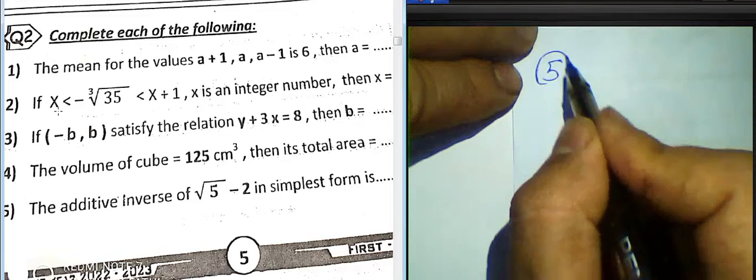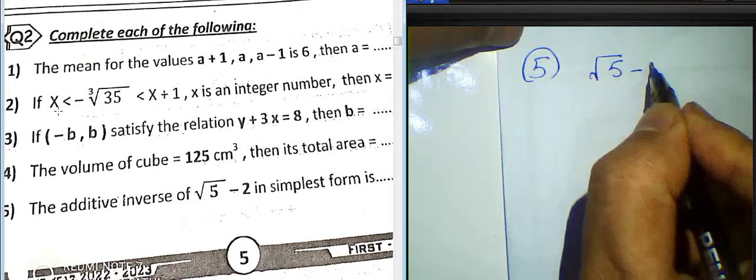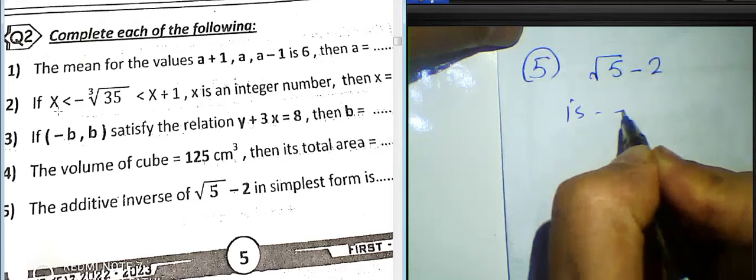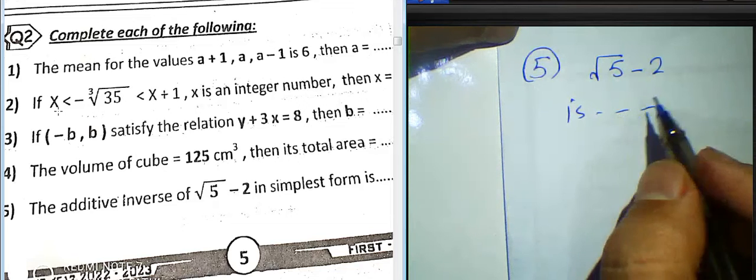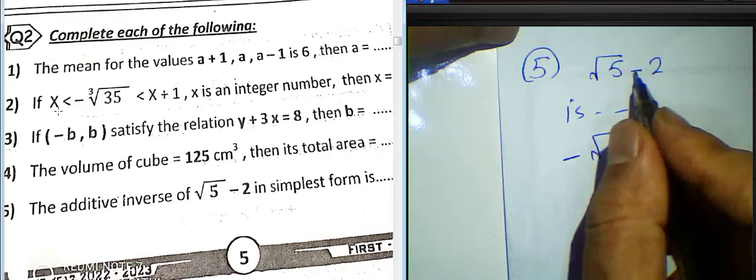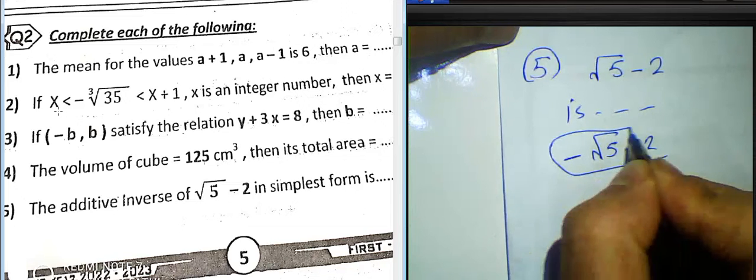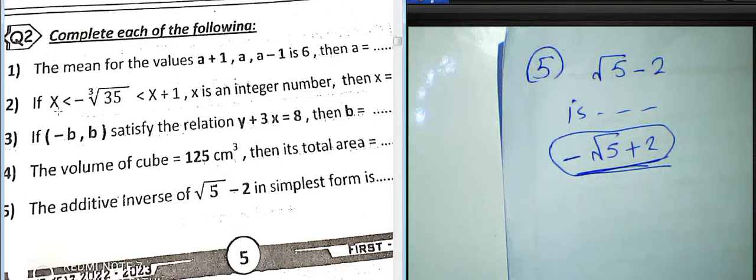Question number 5. The additive inverse of root 5 subtract 2 in the simplest form. Let's talk about additive inverse. For the additive inverse, we change the sign of root 5 and negative 2. So this is the additive inverse for this example.